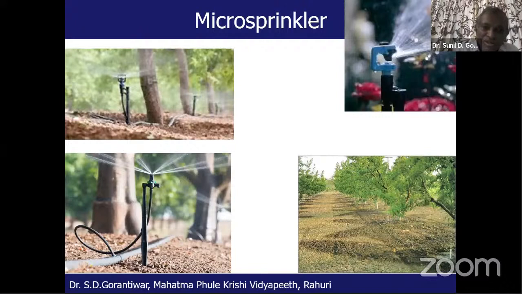This needs a pressure of up to 1.5 kg per centimeter square. The drip irrigation system needs a pressure of 0.8 to 1.0 kg per centimeter square, which is the lowest pressure requirement. Micro sprinkler needs pressure up to 1.5 kg per centimeter square. But one micro sprinkler can irrigate the entire root zone of the tree. So instead of 15 drippers, one micro sprinkler is sufficient.